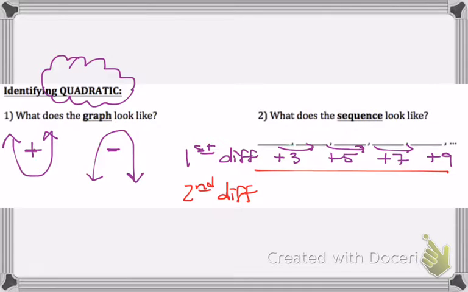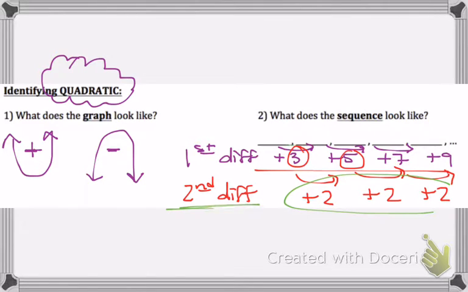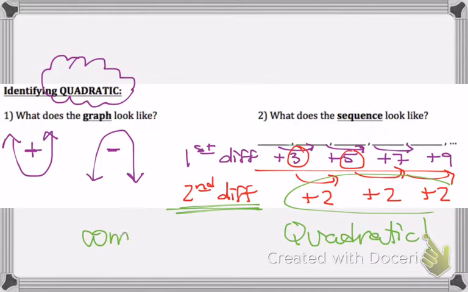But if we go here, we can see that the second difference from the 3 to the 5 is +2, 5 to 7 is +2, and 7 to 9 is +2. So the fact that we have this common second difference means that it is a quadratic. Common second difference.